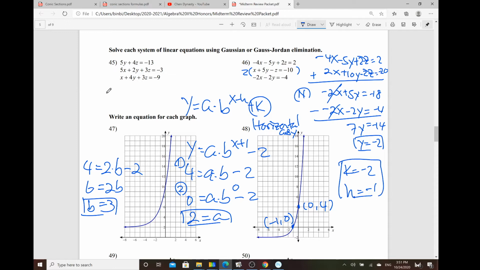So guess what? Just rewrite it. So y equals a times b to the power of x minus h, so 2 times 3 to the power of x minus negative 1, so x plus 1, and then plus k, minus 2. And that's the equation for the exponential model.